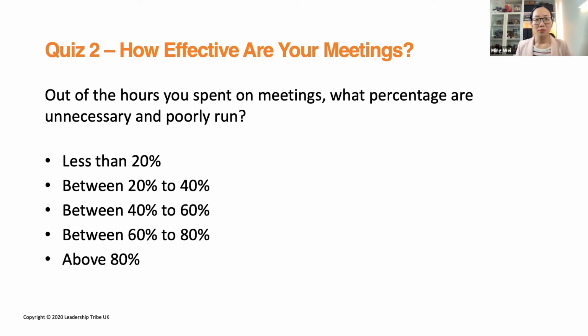Okay, that's 30 seconds, and I'm just ending the poll there, and I'm going to share the results with you. As you can probably see, one third of us say between 20 to 40% of the time meetings are unnecessary and poorly run, about 29% say less than 20%, and about 24%, one fifth, say that between 40% and 60% of meetings are poorly run. Wow.